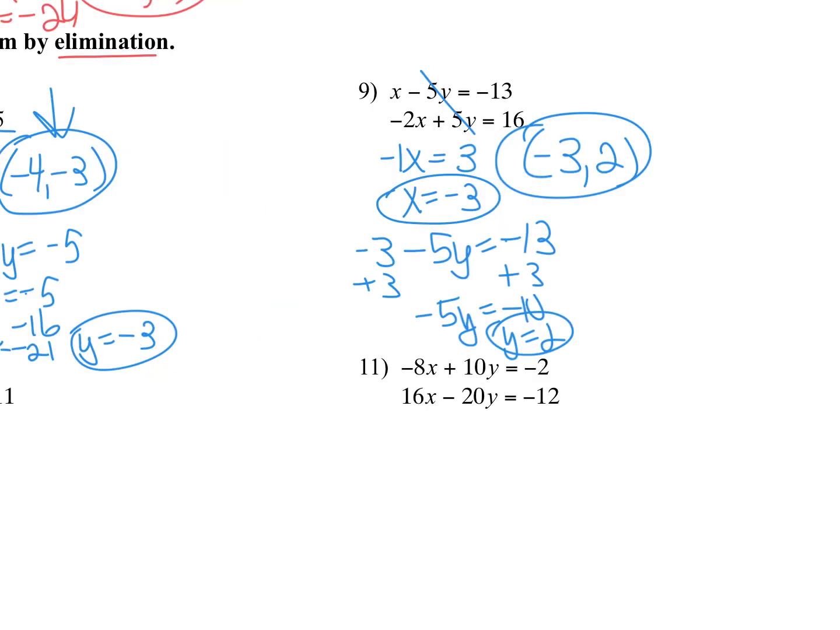Okay, so here we are. If you did it correctly, you should have ended up at negative 3, 2. So go back, look at your work. If you didn't get the same answer, feel free to ask or see if you can find the mistake that you might have made.